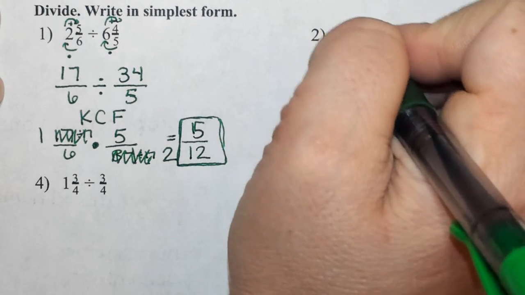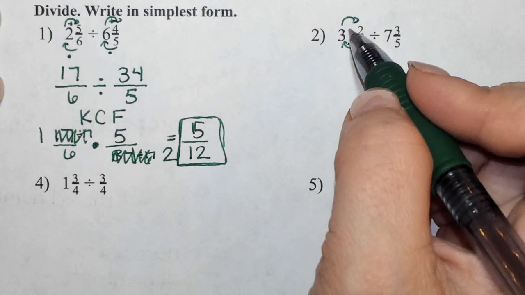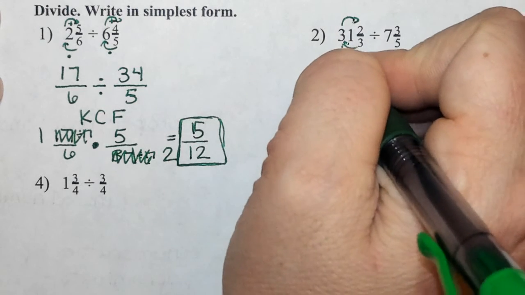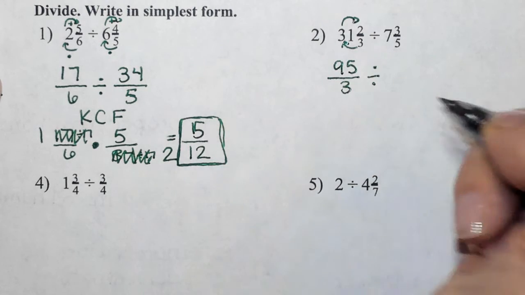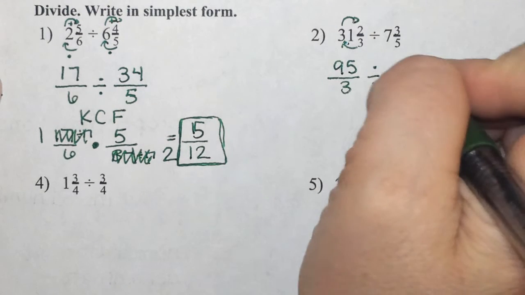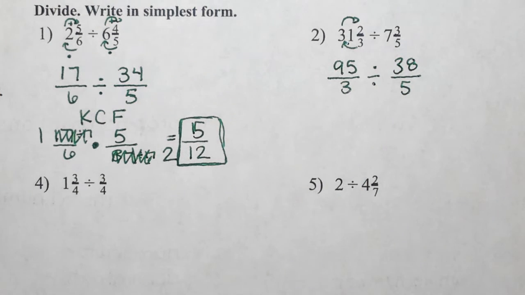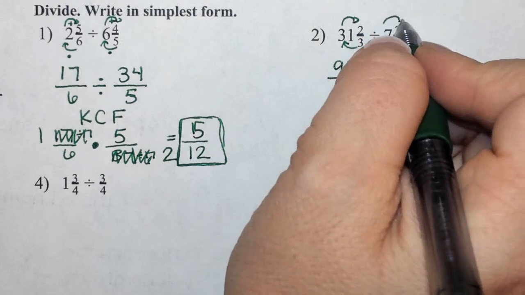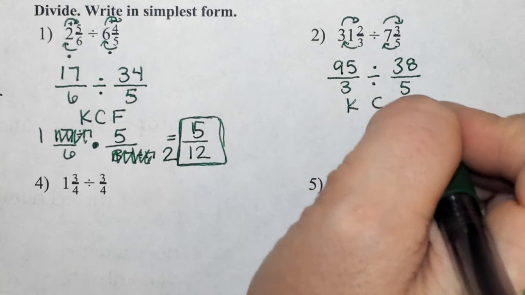We're going to do 3 times 31 plus 2. What is 3 times 31? 93. Very good. So if I have 93 plus 2, now I have 95 over 3 divided by 38 over 5. Okay, I'm going to pause here. Are there any questions on where I got those fractions from? All I did was make them improper. All I did was multiply and add. Now we're ready to keep, change, flip.